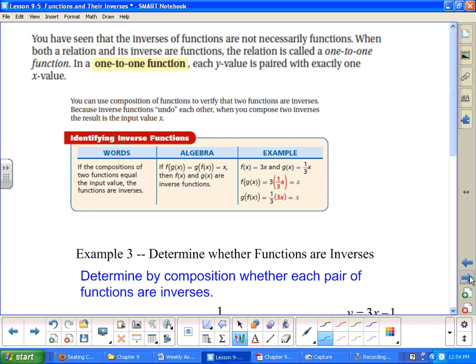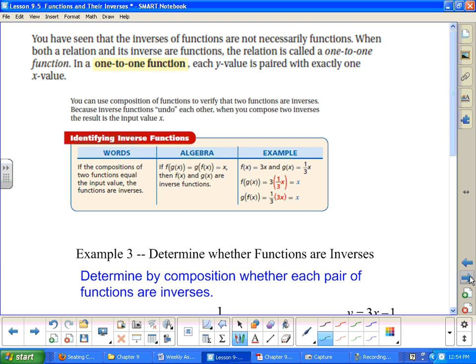one-to-one. We can use composition of functions to verify that two functions are inverses. Okay? So inverses, if they're always increasing, always decreasing, then they are one-to-one. So we want to find out whether we have functions are one-to-one, whether they're inverses of each other.